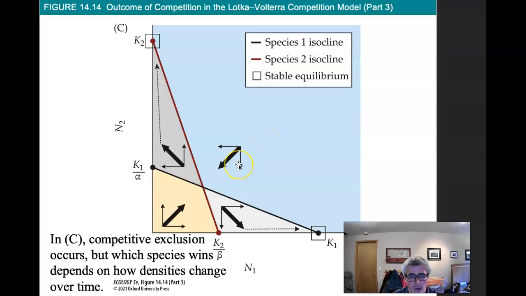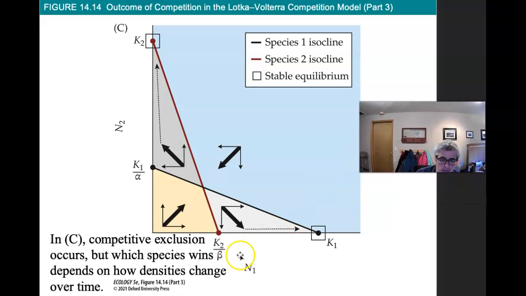So here we've got a bunch of different factors happening. Okay, so now we've got two different isoclines plotted on the same graph. We can look at our population 1 and our population 2. If we wind up in the blue area, both populations decline. If we wind up in the beige area, both populations are increasing. If we wind up in either of these shaded areas, that'll determine who wins.